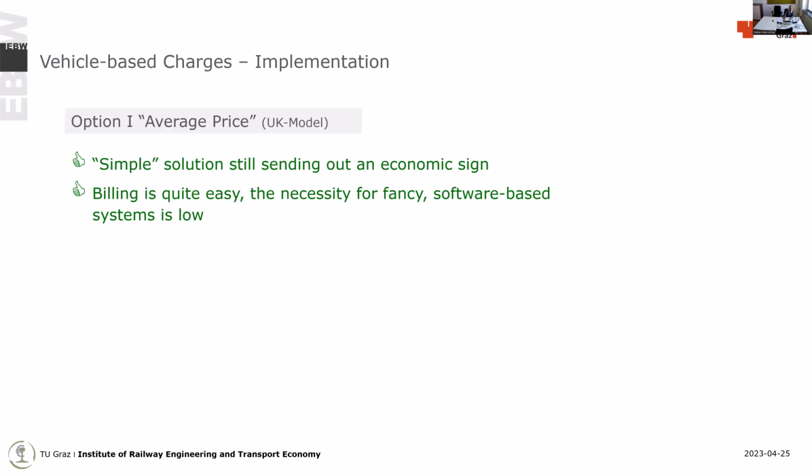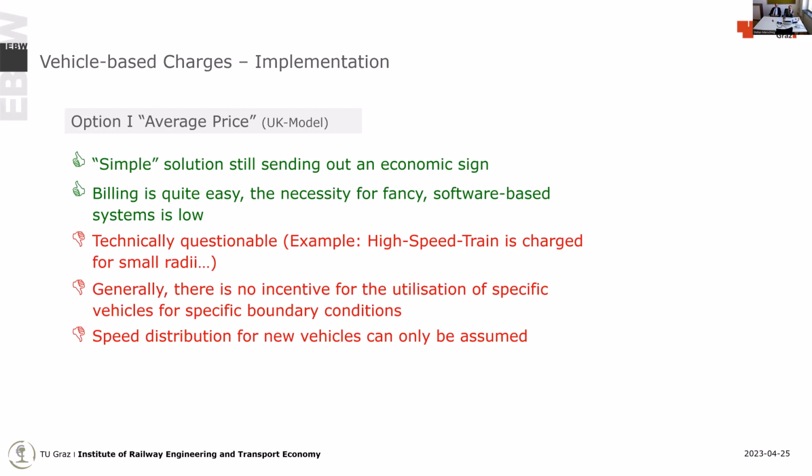So please come with a vehicle, which is, that's called track friendly vehicle. Billing is quite easy because there's one price for one vehicle. This is not a very fancy software-based system. This is quite easy. There are some question marks with such an average price. It's technically questionable. Think on a high-speed train, which would be charged in such an average price for a small radius in the network, but it would never run there. So think on that again.